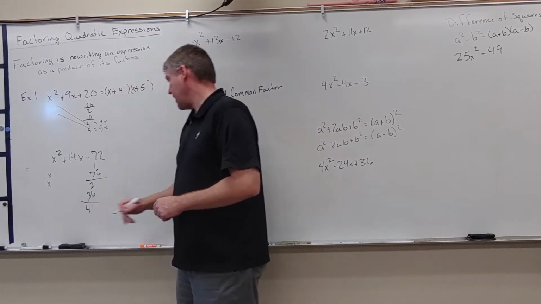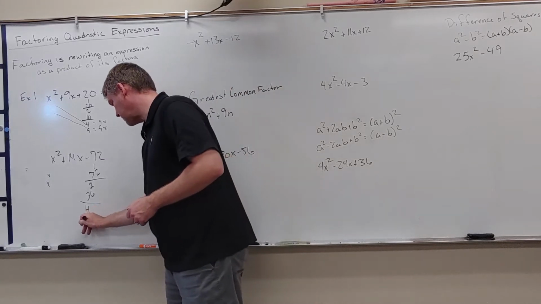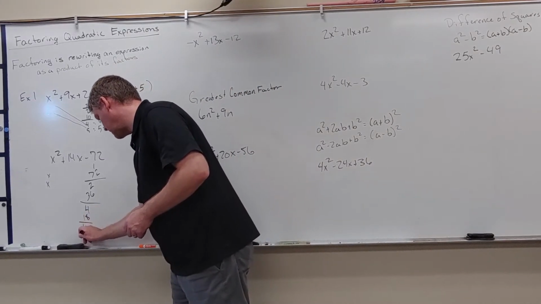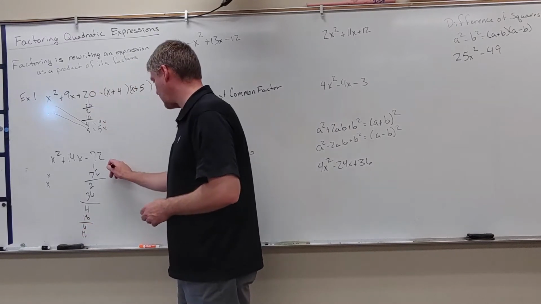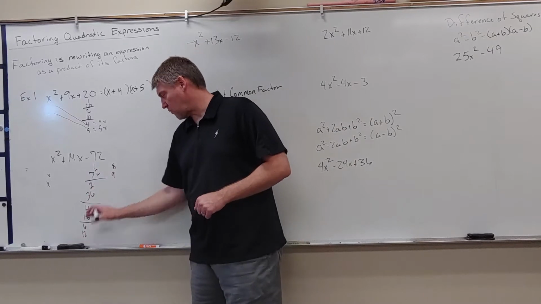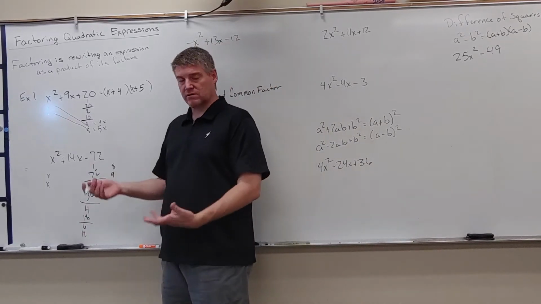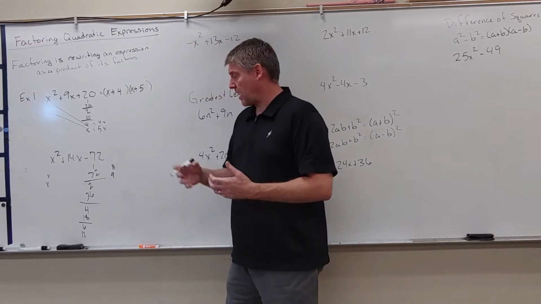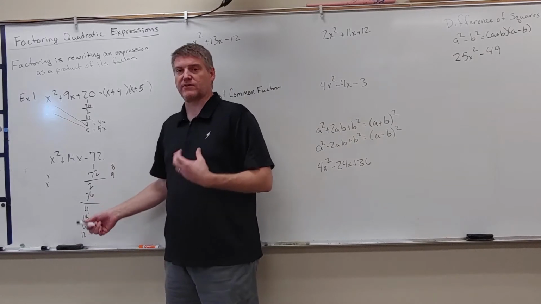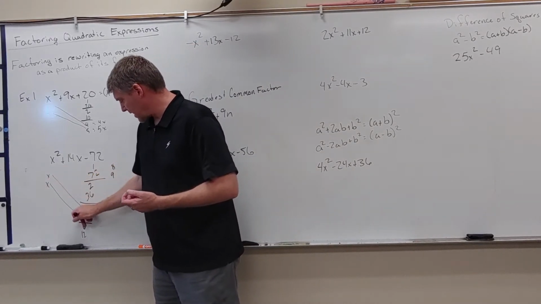4 and 18, and 6 and 12. I'm running out of room because I also have 8 and 9. So I have 5 different factor pairs of 72. Now I want to find which of these factor pairs has a difference of 14. Well, that's 4 and 18.